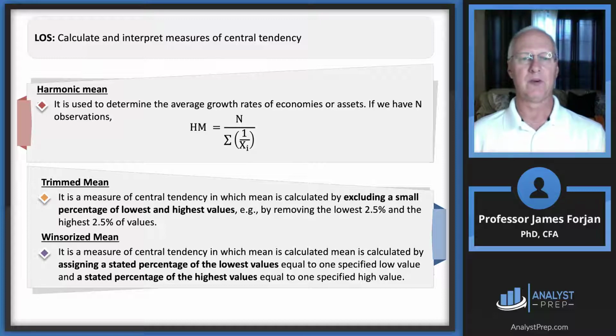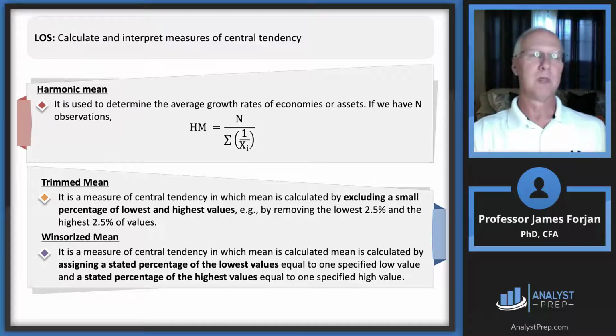Trimmed mean, a measure of central tendency which is calculated excluding a small percentage of the lowest and the highest values. For example, if we're trying to compute the point of central tendency for touchdown passes thrown by Patrick Mahomes on any given Sunday. Sometimes it's 0, sometimes it's 5, sometimes it's 3. What could we do? We could exclude a small percentage of the 0s and the 5s, or use this Windsorized mean.